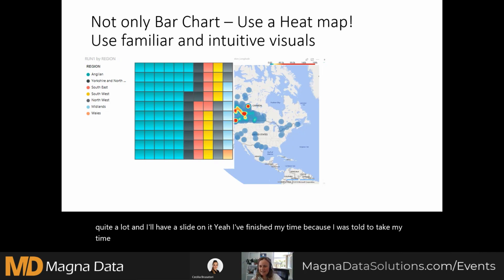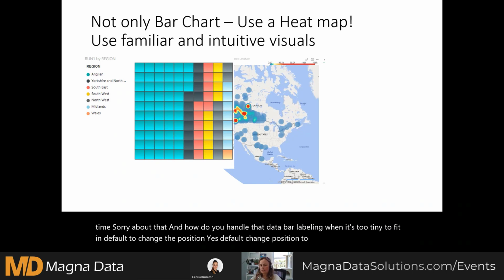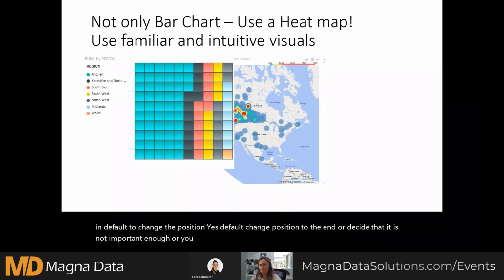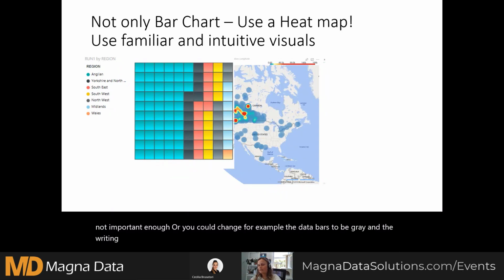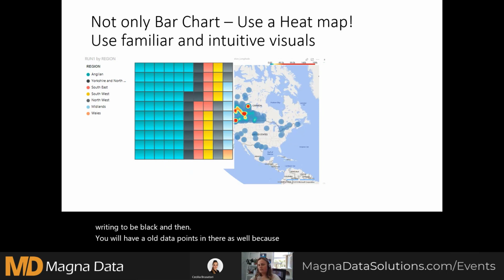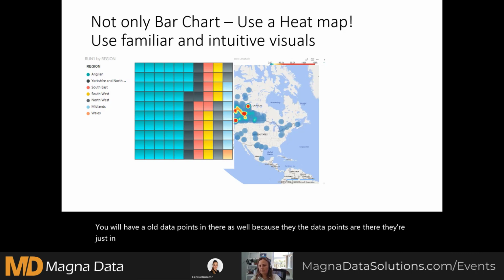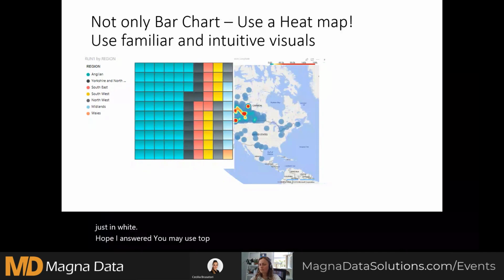Sorry about that. How do you handle the data bar labeling when it's too tiny to fit in? Default to change the position? Yes, default change position to the end, or decide that it is not important enough, or you could change, for example, the data bars to be gray and the writing to be black, and then you will have all the data points there as well, because the data points are there, they're just in white. Hope I answered.